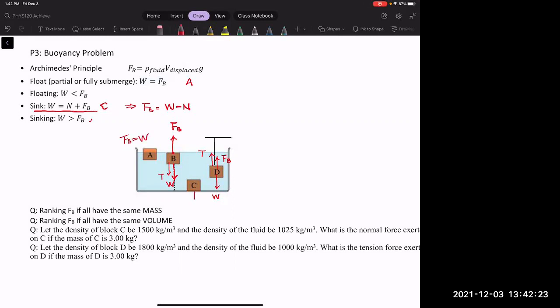Here for C, the F_B is equal to the weight minus N. So it's very obvious that the buoyancy force of A should be greater than the buoyancy force of C. Now we probably won't be able to rank all of them because of certain situations. Well, let's take a look. Maybe we could. So what about B?